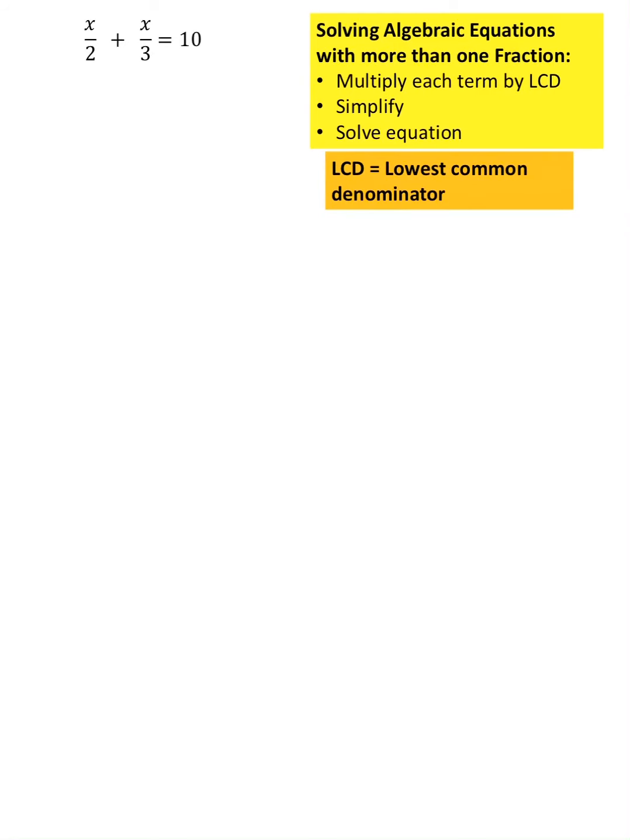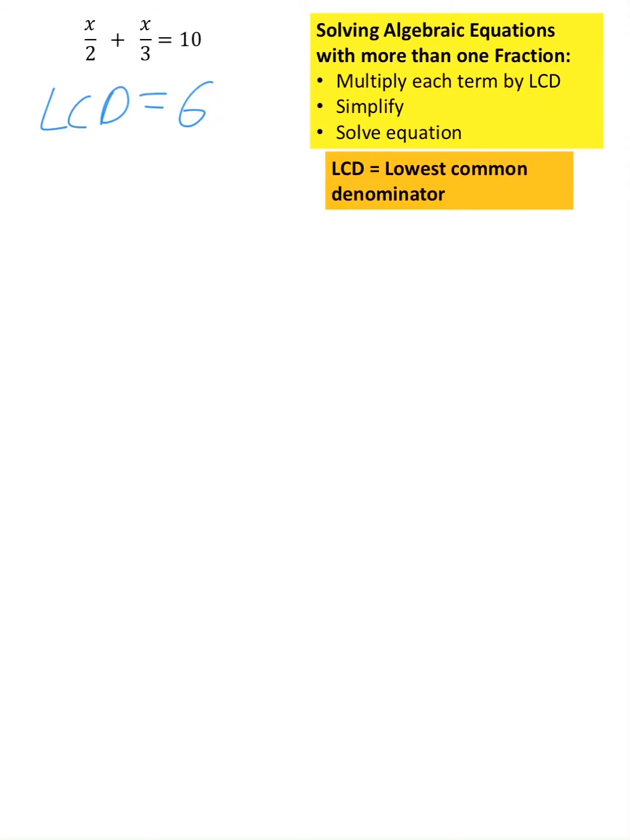So the lowest common denominator is the lowest common multiple of the numbers below the line. So we're looking for the lowest common multiple of 2 and 3. So the lowest common multiple, so the lowest times table that they both share, is 6. So since the lowest common multiple is 6, that means our lowest common denominator is 6. And then we'll multiply each term by 6.